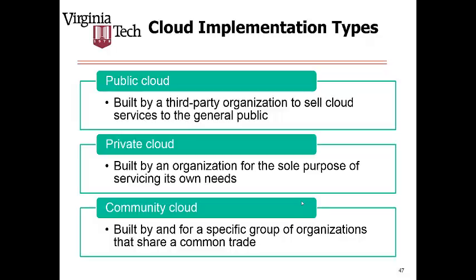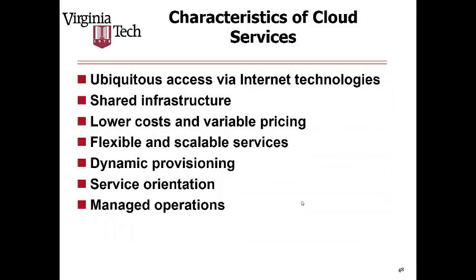So I think what we're doing at Virginia Tech with our email is probably public cloud. It's a third-party organization selling services to us as a business, right? It's a business-to-business thing. I don't think they're operating just a special one for us. They're probably selling email to many different organizations.